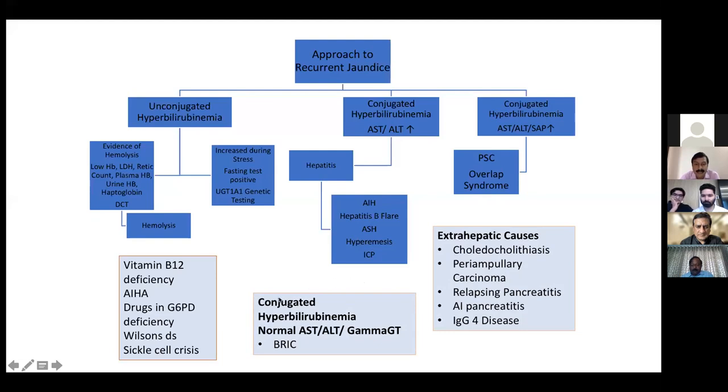Lastly, we have discussed that normal AST-ALT with conjugated hyperbilirubinemia with normal gamma GT is how you make a diagnosis of BRIC along with the histology. So I think I can stop here.